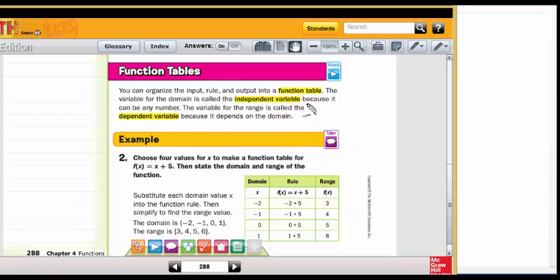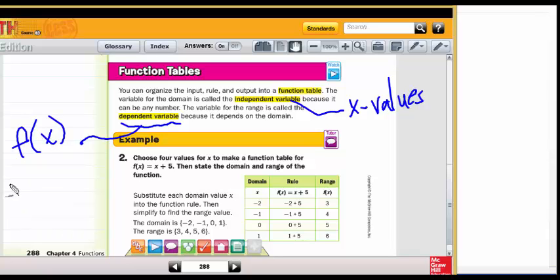So now, taking those things into consideration, let's finish the rest of this important concept here. You can organize the input, rule, and output into a function table. The variable for the domain, remember, is the independent variable, and I'm going to draw a line over here. So remember that the domain is the set of x values. So we can look at the independent variable as the x values, because that can be any number. The variable for the range is called the dependent variable because it depends on the domain. And remember, that would be f of x, or our y values.